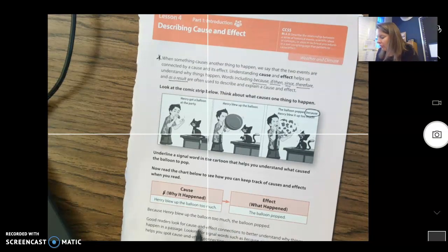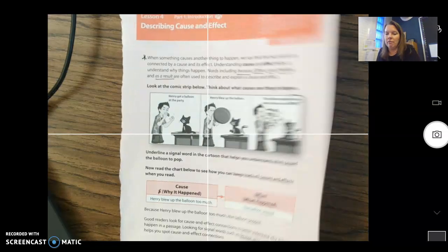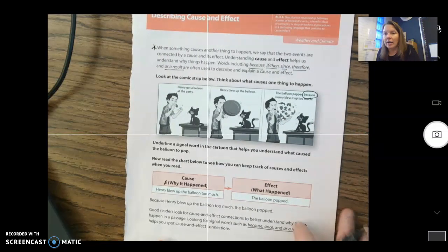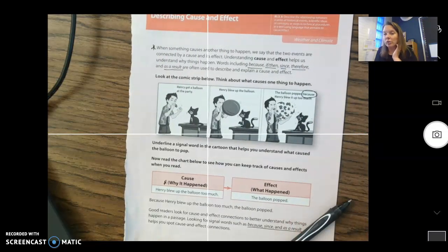Good readers look for cause and effect connections to better understand why things happen in a passage. Looking for signal words such as because, since, and as a result helps you spot those cause and effect connections. All right, so in the next slide, you are going to watch a vocabulary video about cause and effect.